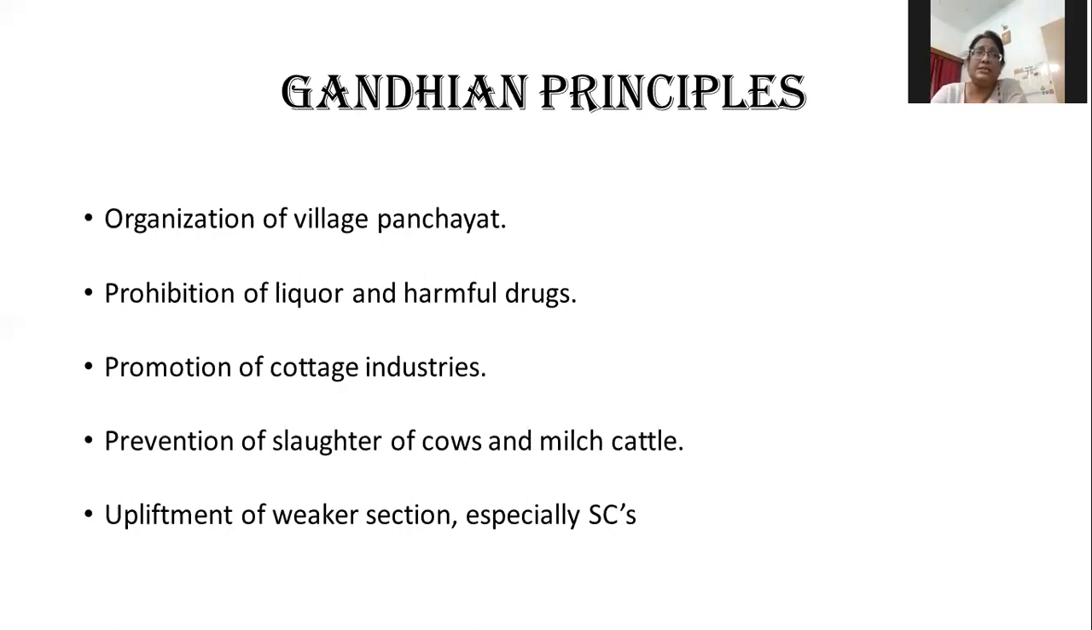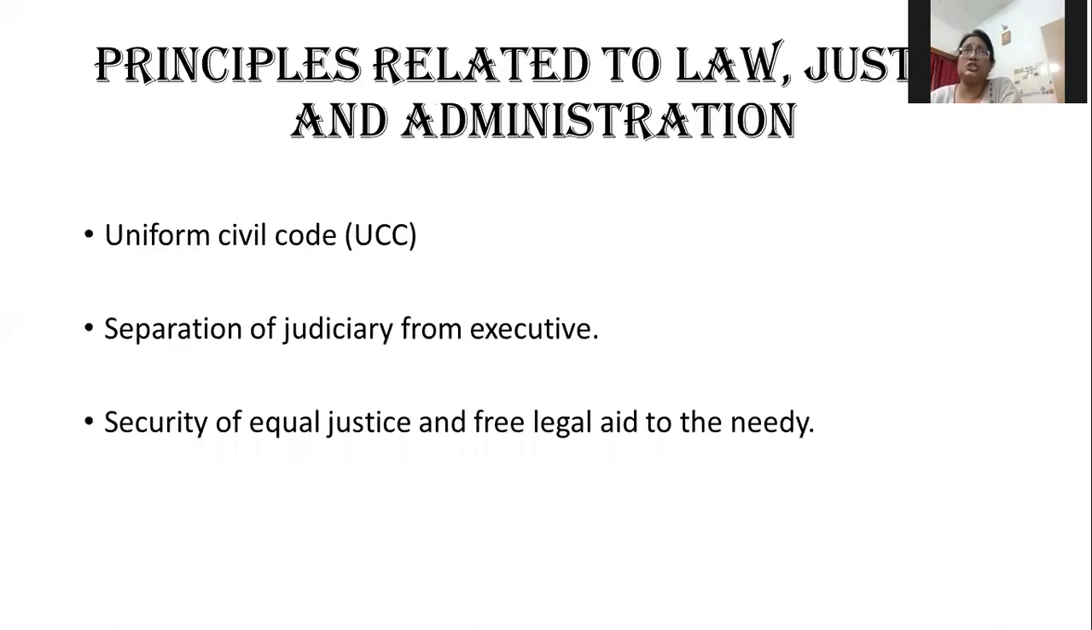can improve themselves. Next is principles related to law, justice and administration. Uniform civil code. Code means same law for everybody. Let's suppose a son of a minister kills a person and a son of a farmer kills a person. Both should be given the same punishment. He should not be deprived of his right because he is the son of a farmer, and he should not be given privilege because he is the son of a minister. But sometimes we see that it happens and we feel very angry. But the government says that law is same for everybody.